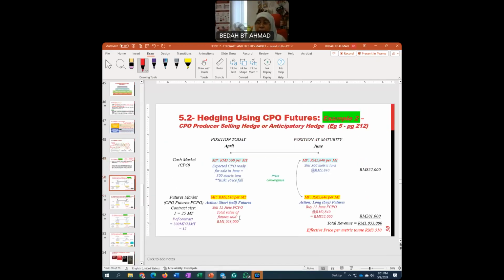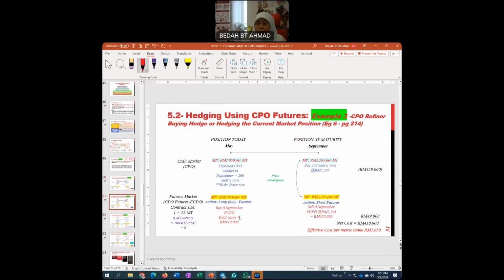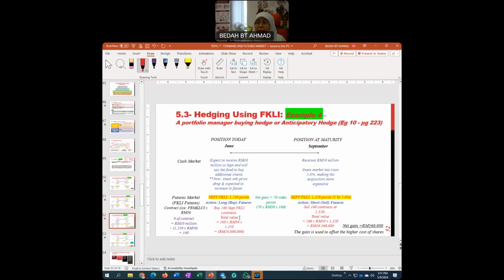Okay, next we look at this one, which is CPO. We already did it in class last time. Okay, wants to hedge using FKLI.